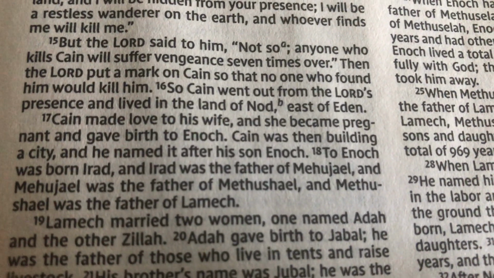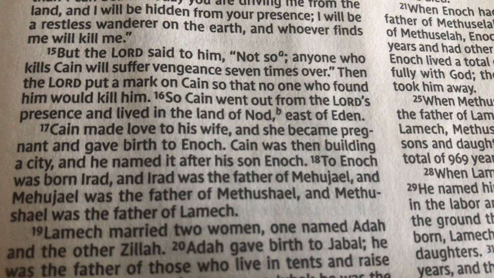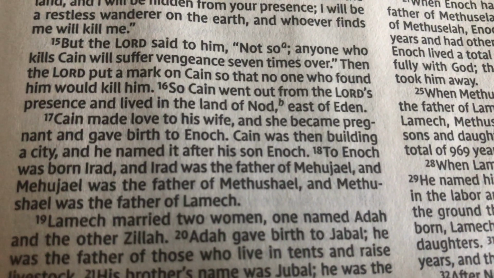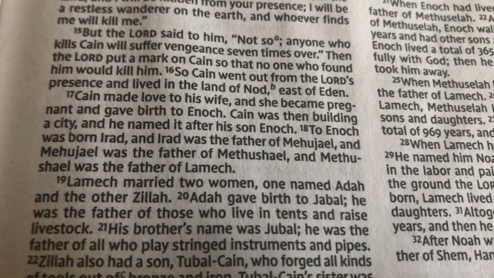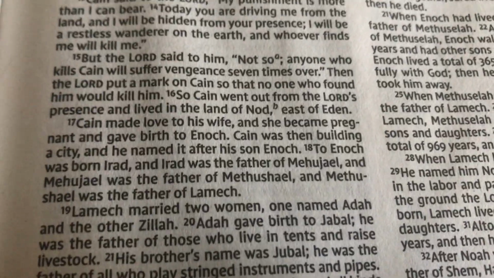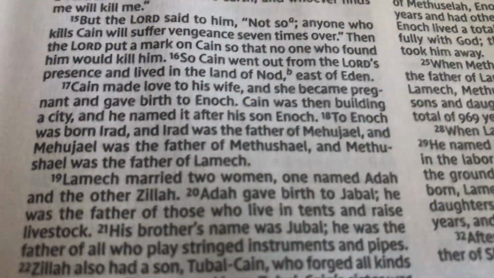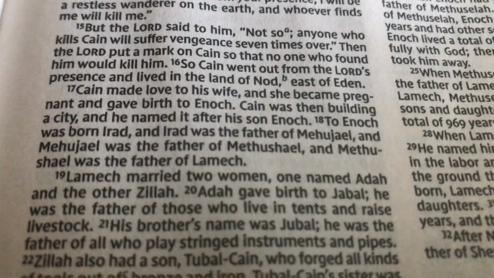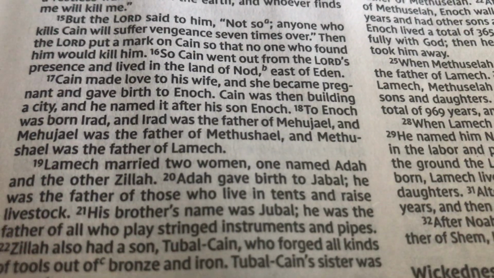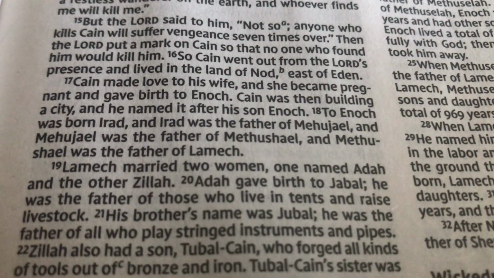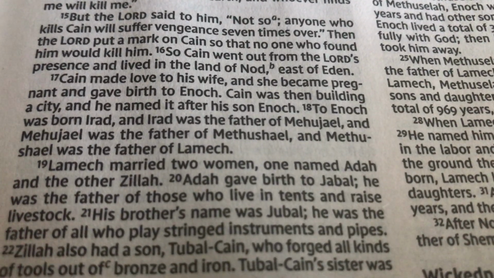Cain made love to his wife, and she became pregnant and gave birth to Enoch. Cain was then building a city, and he named it after his son Enoch. To Enoch was born Irad, and Irad was the father of Mahujael. And Mahujael was the father of Methuselah.